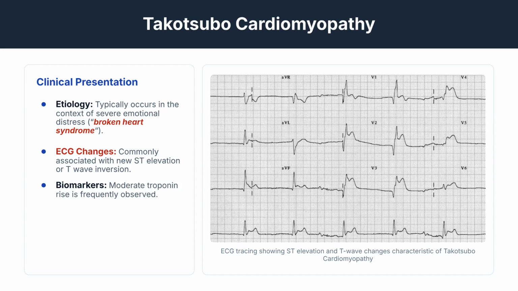Takotsubo cardiomyopathy, or broken heart syndrome, is often triggered by severe emotional distress. ECG changes commonly include new ST elevation or T wave inversion, and moderate troponin rise is frequently observed.